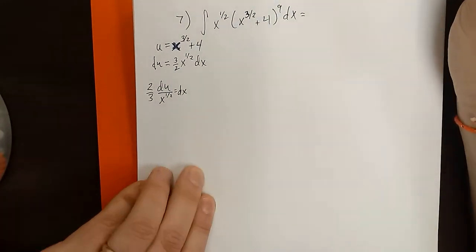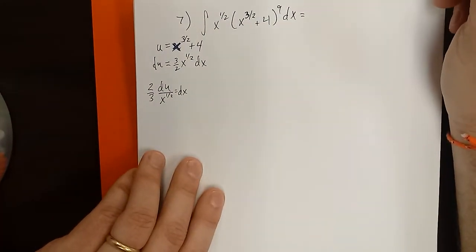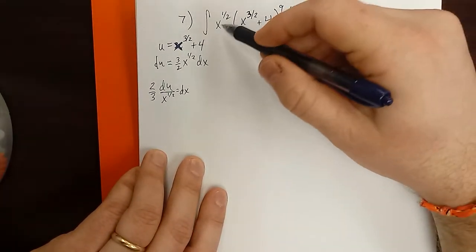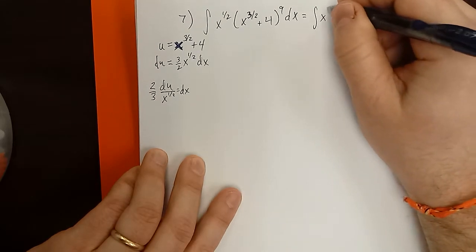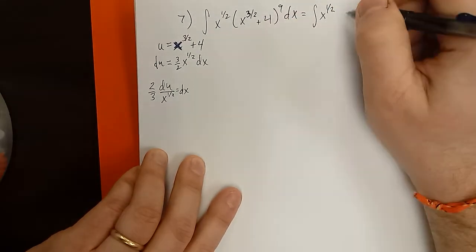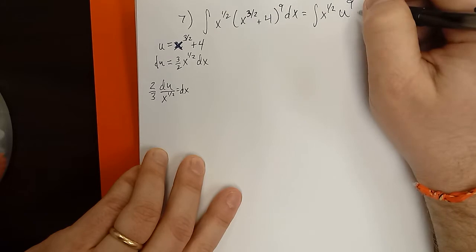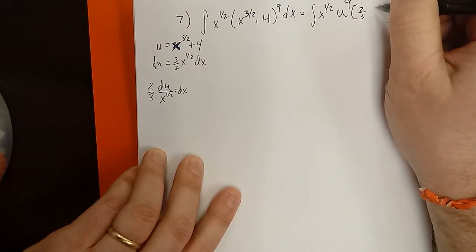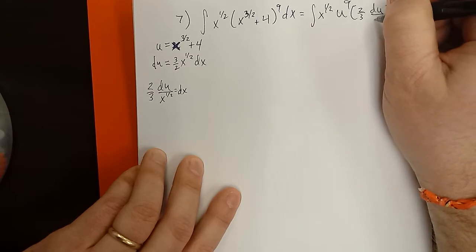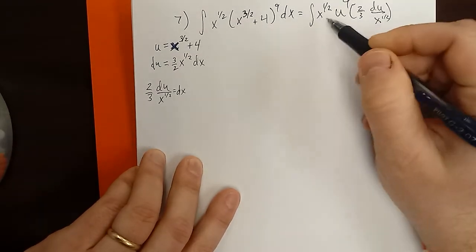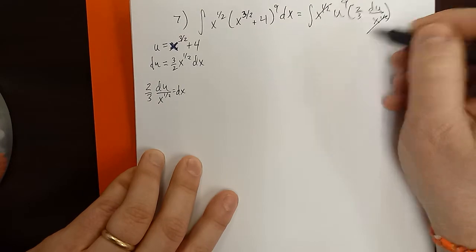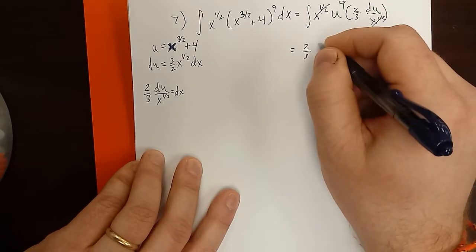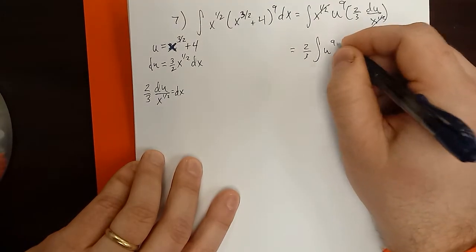So now when we go in and we drop it in, let's see what happens. The x to the 1/2 is still there. I haven't been able to get rid of it yet. But I can write u here, it's u to the 9th, and then instead of writing dx, we'll write this mess, 2/3 du over x to the 1/2. Hey, x to the 1/2, x to the 1/2. They're going to cancel. Wow. We'll pull the 2/3 out front. Integral u to the 9th du.